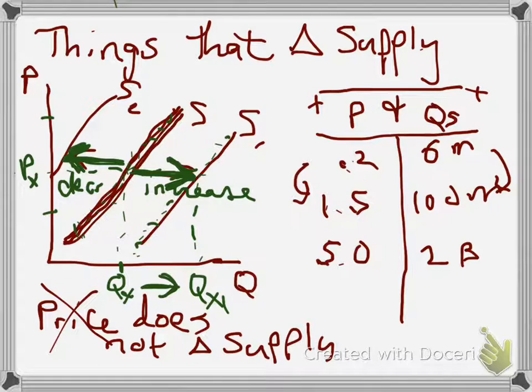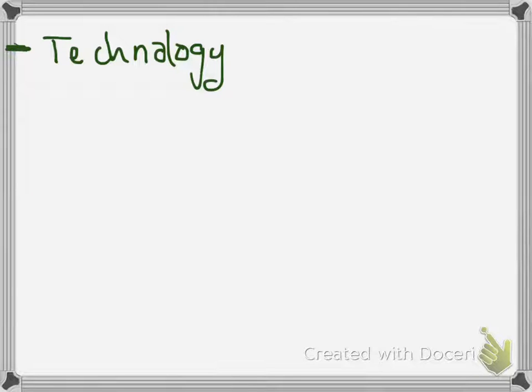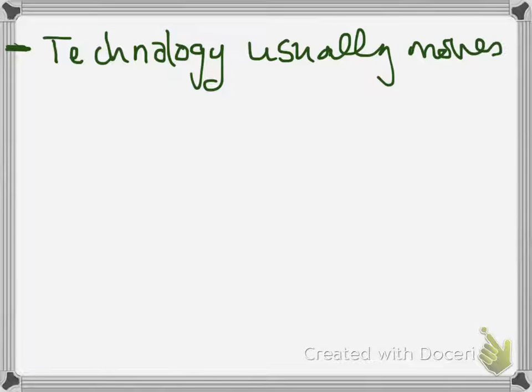Got it? All right, now let's figure out what changes these things. How about technology? Technology is one of the items. It usually moves supply to the right. It has some exceptions.